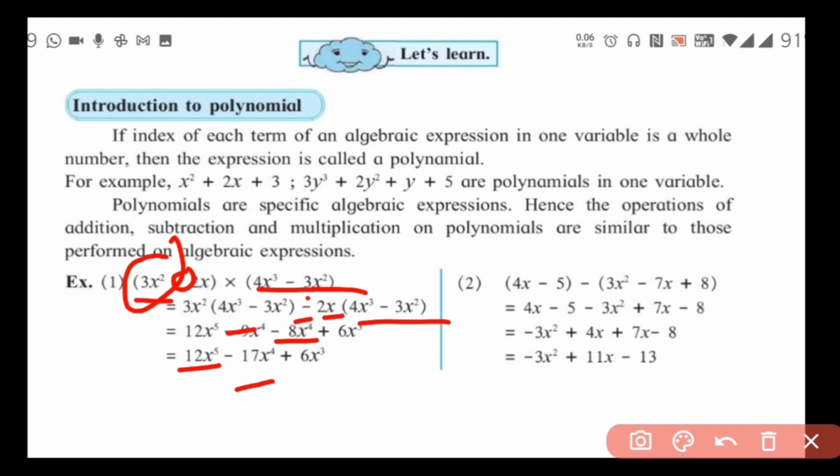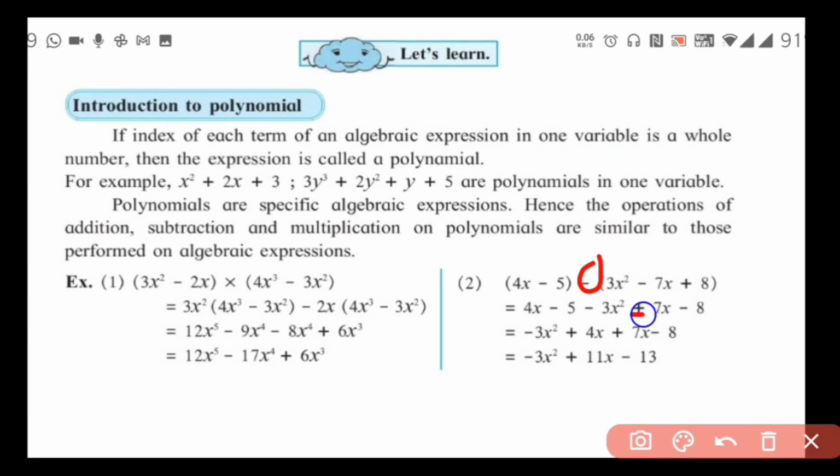We have done it last year also. Then the second sum: 4x minus 5 is the first polynomial, and the second polynomial, 3x square minus 7x plus 8, is subtracted from the first. So remove the bracket; 4x minus 5 is written as it is. While writing the terms from the second bracket, we have to change the signs because a minus sign is there between the two brackets. So it becomes minus 3x square, plus 7x, and minus 8. In this way we do the first step.